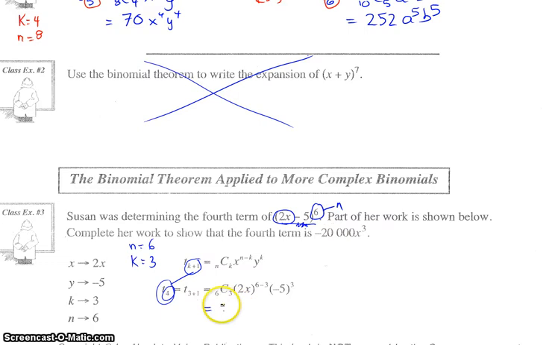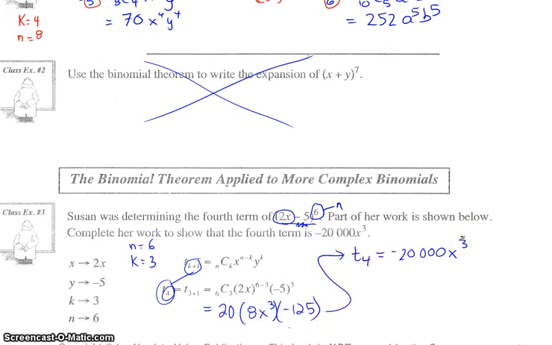Good. So now all we have to do is simplify this. Let's get 6 choose 3, and you guys go ahead and simplify that and see if you can get what that term would be, okay? So pause your video. Okay, so we should have gotten that the fourth term was negative 20,000 x cubed.